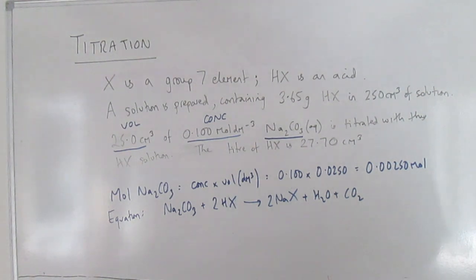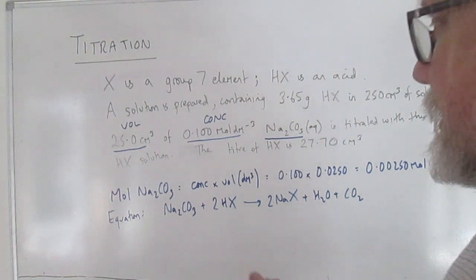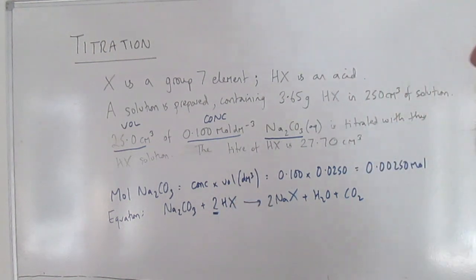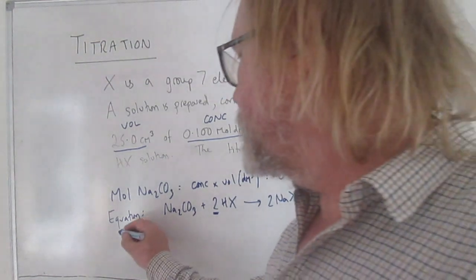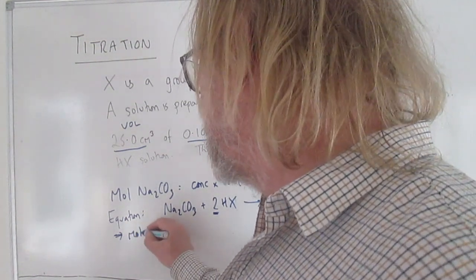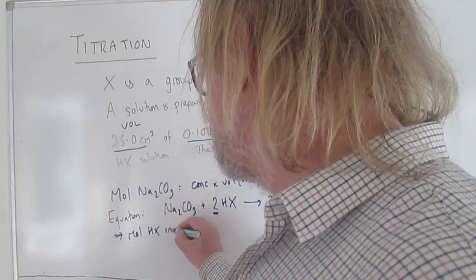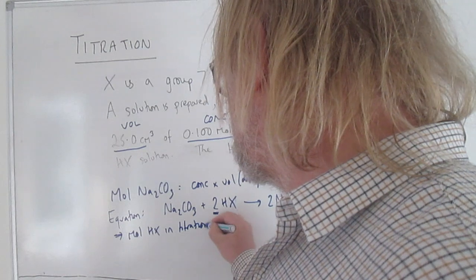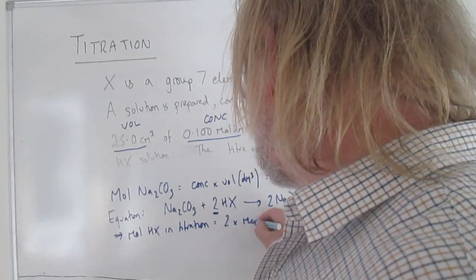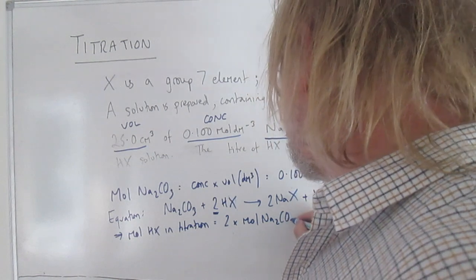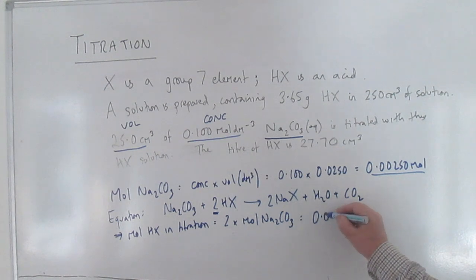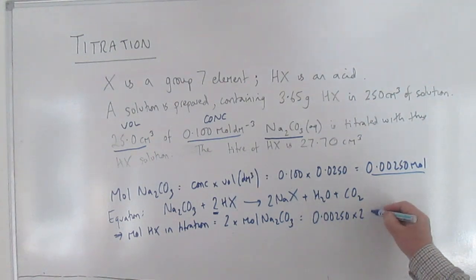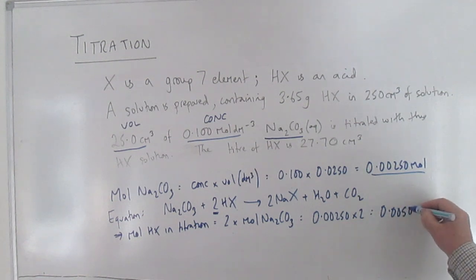So that's our equation, and the important thing about that, the reason we needed it, is that that number tells you that the moles of HX are twice as many as the moles of sodium carbonate. Okay, so the moles of HX in the titration is 2 times the moles of sodium carbonate, and that was the moles of sodium carbonate, so we've got to multiply that by 2, 0.00250 times 2, which is 0.0050 moles.